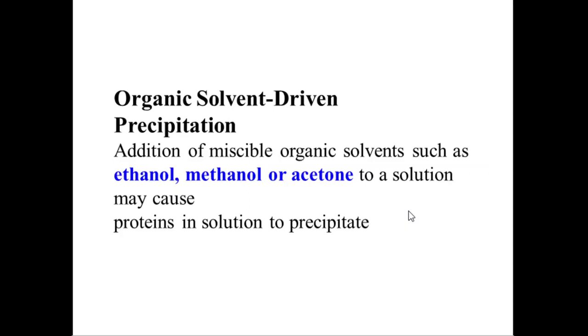How do they do that? The solvation layer around the protein will decrease as the organic solvent progressively displaces water from the protein surface. So when you see, there is a solvation layer around the protein. So when you start adding the miscible organic solvents, these are all examples of miscible organic solvents. In organic solvent driven precipitation, we use miscible organic solvents.